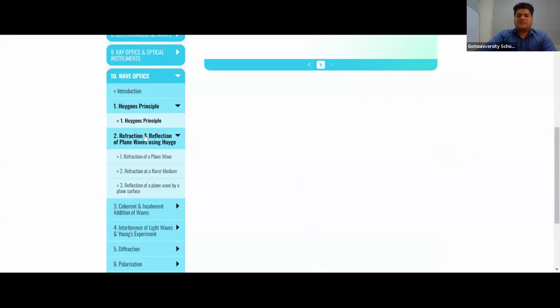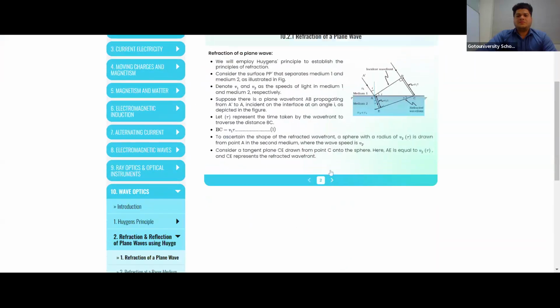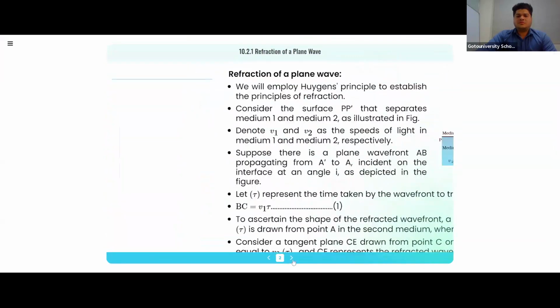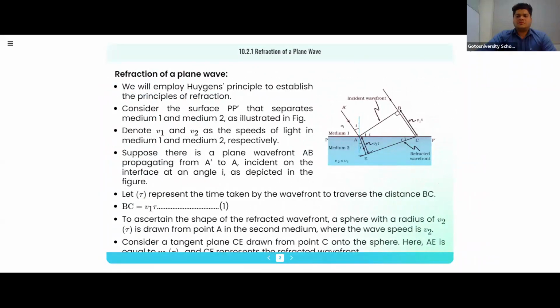Refraction and reflection using Huygens principle. Yes. So let us understand the refraction phenomena with the help of Huygens principle. It is very small, and this is one of the important types.